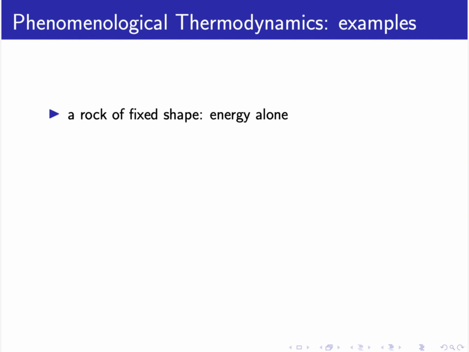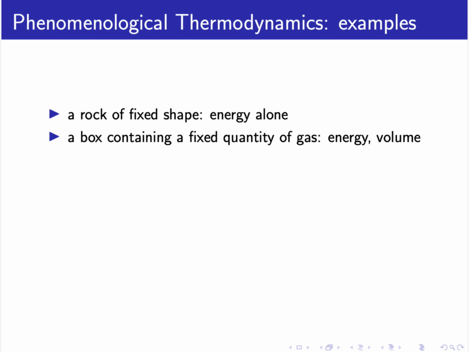So, for instance, a rock. Rock shape is fixed. We're not going to heat it up enough to change its shape. A rock, as a thermodynamic system, is characterized by its energy and nothing else. A system containing a fixed quantity of gas, 5 moles of hydrogen, say, is characterized by its energy and by the volume of the box.